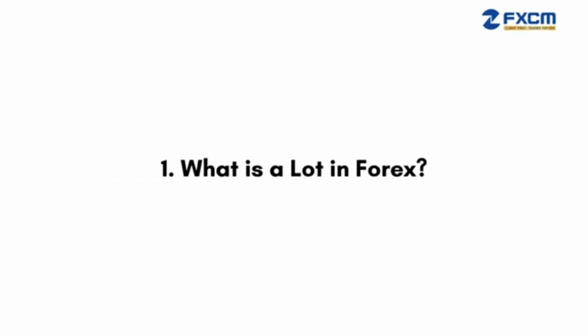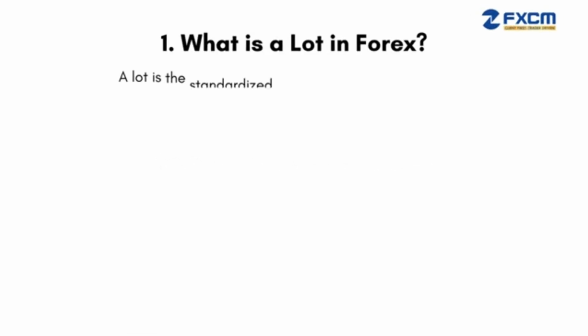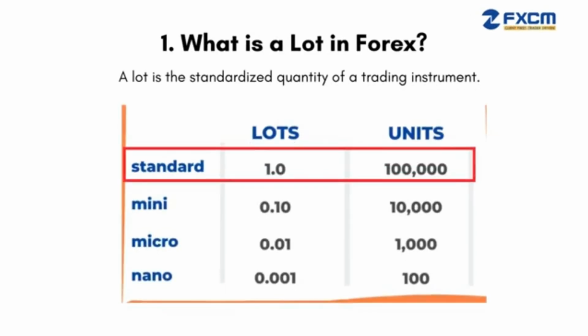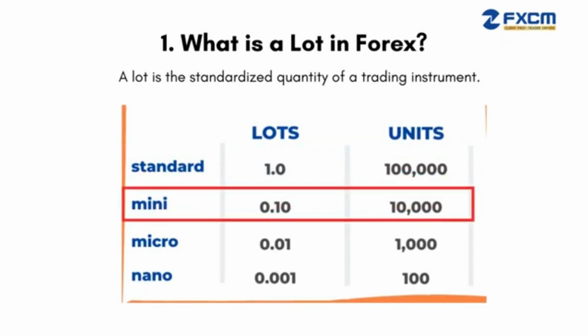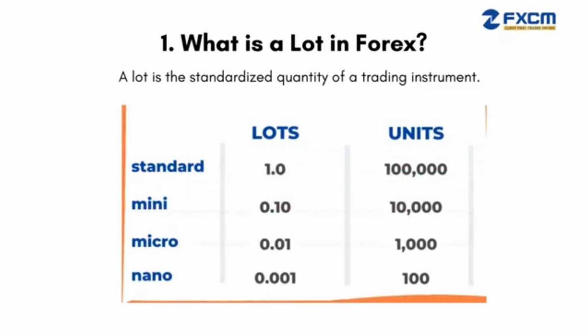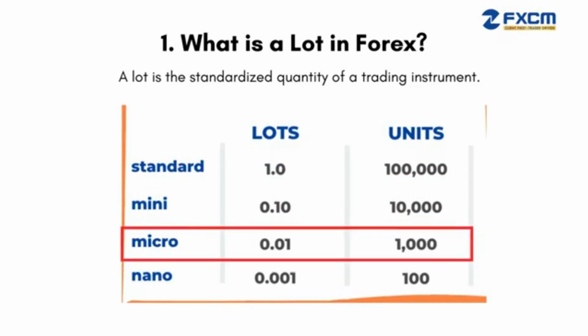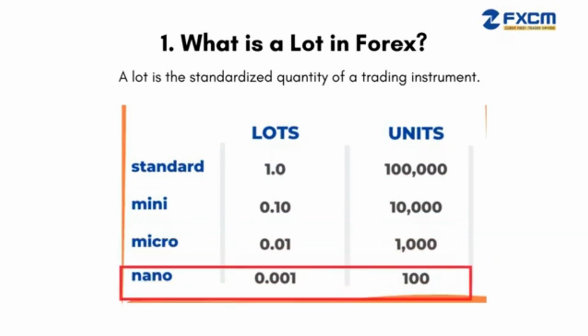1. What is a lot in Forex? A lot is the standardized quantity of a trading instrument. In Forex, one standard lot equals 100,000 units. One mini lot equals 10,000 units. One micro lot equals 1,000 units. One nano lot equals 100 units.